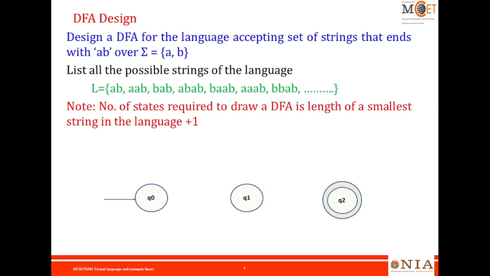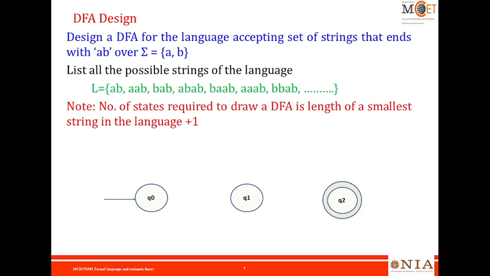Initially we draw the 3 states named Q0, Q1 and Q2. Here Q2 is the final state and Q0 is the starting state. Q0 is represented using an arrow mark, so it is called the starting state, and Q2 is represented using a double circle, so it is called the final state.